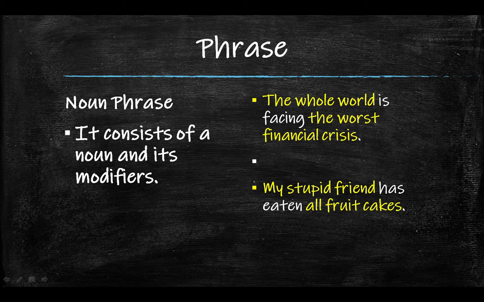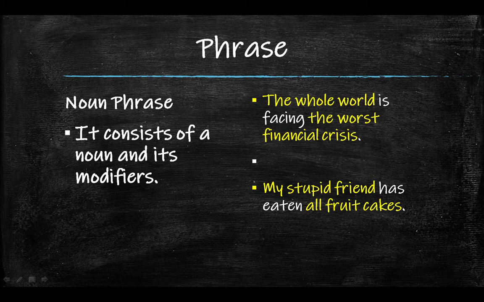My stupid friend. Friend is noun, stupid is adjective. My is a possessive case of personal pronoun. They are noun modifiers. So my and stupid both are noun modifiers, and friend is the noun that they're modifying. So it's a noun phrase. All fruit cakes. So you can take fruit cake as a compound noun because that's taken as a single unit of meaning. Fruit cake is a particular type of cake, so we'll take it as a single unit of meaning.